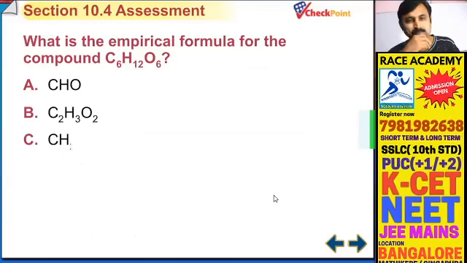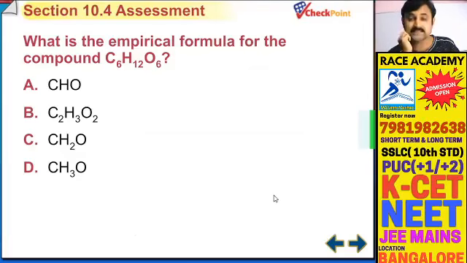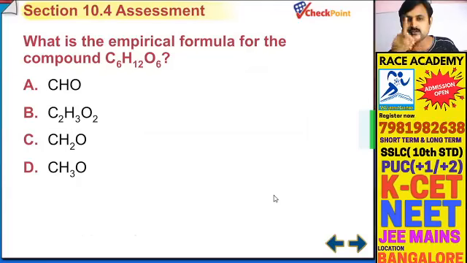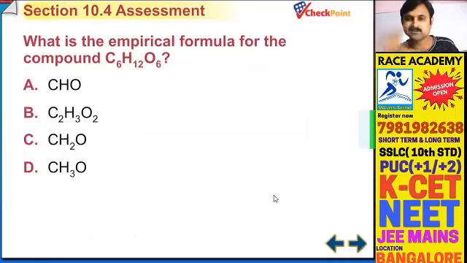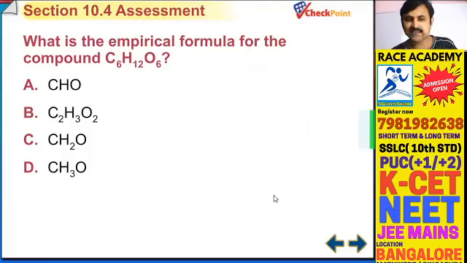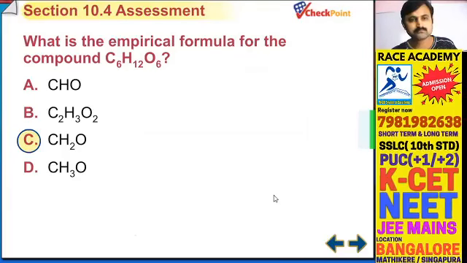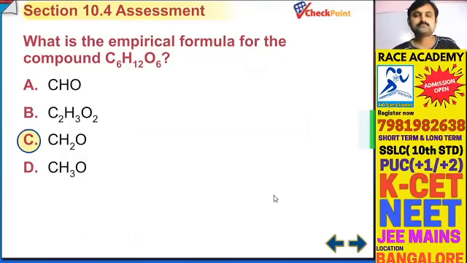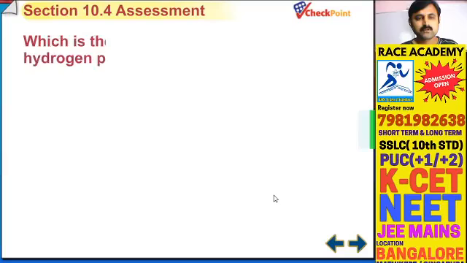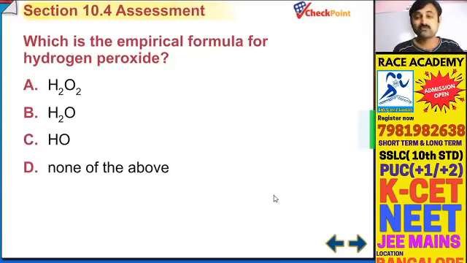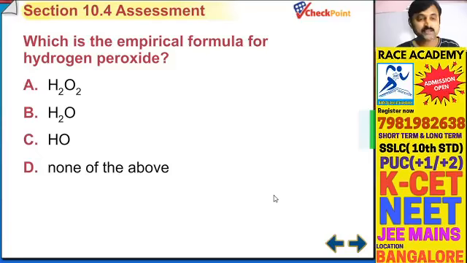Now we will see what is the empirical formula of the compound C6H12O6. The whole numbers are not the simplest, so 6:12:6 is there. If you take the ratio, 6:12:6 becomes 1:2:1, which is 1 carbon, 2 hydrogen and 1 oxygen. The simplest ratio is 1:2:1, so that matches the third option. Next one: what is the empirical formula of hydrogen peroxide? Just now we observed that the hydrogen peroxide empirical formula is HO.